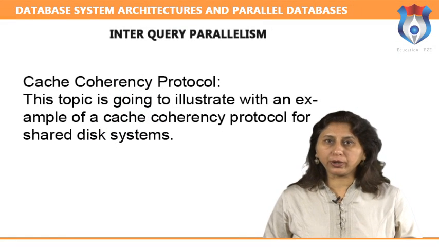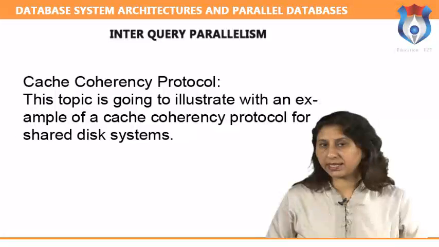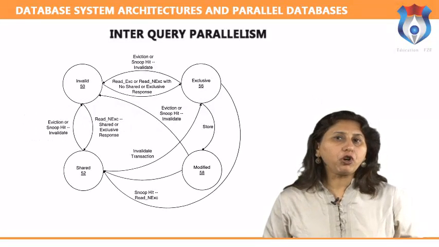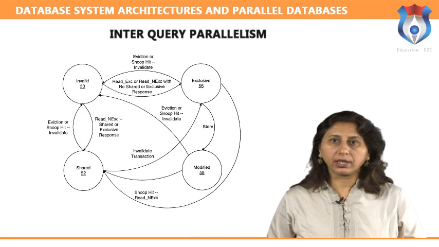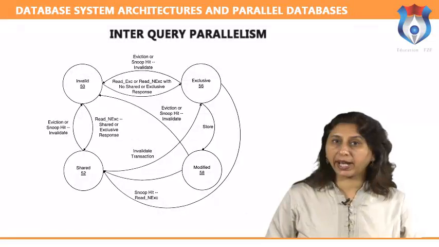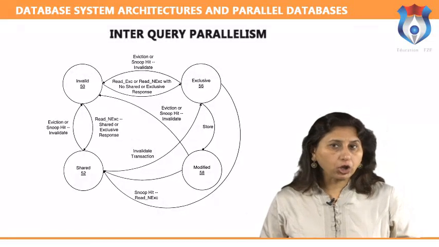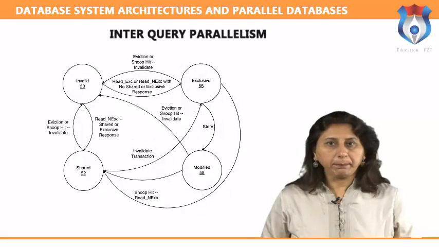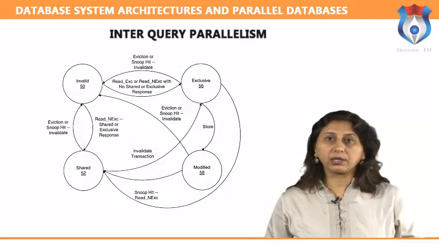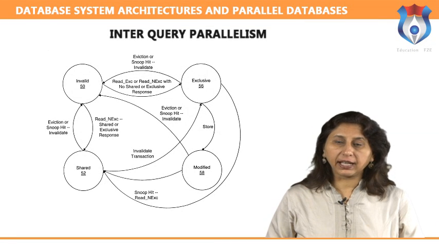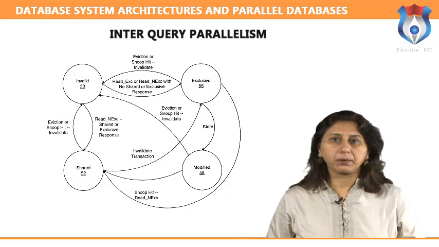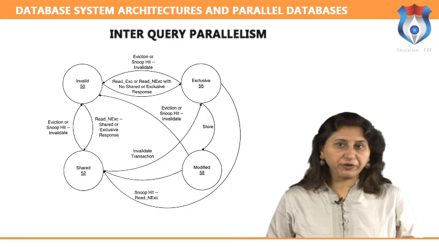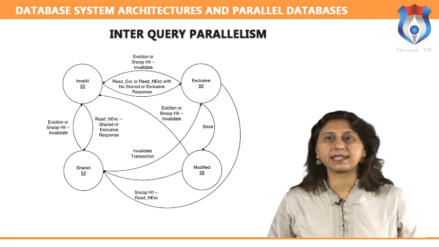Example of a cache coherency protocol for shared disk systems. Before reading or writing to a page, the page must be locked in shared or exclusive mode. On locking a page, the page must be read from disk. Before unlocking a page, the page must be written to disk if it was modified. More complex protocols with fewer disk reads and writes exist.